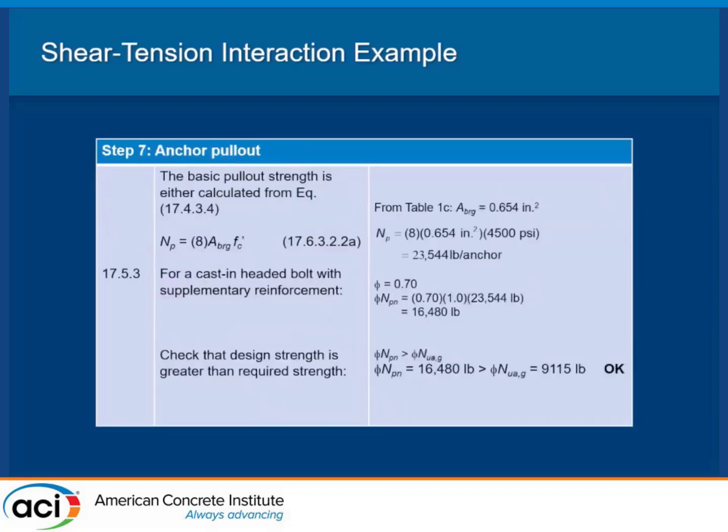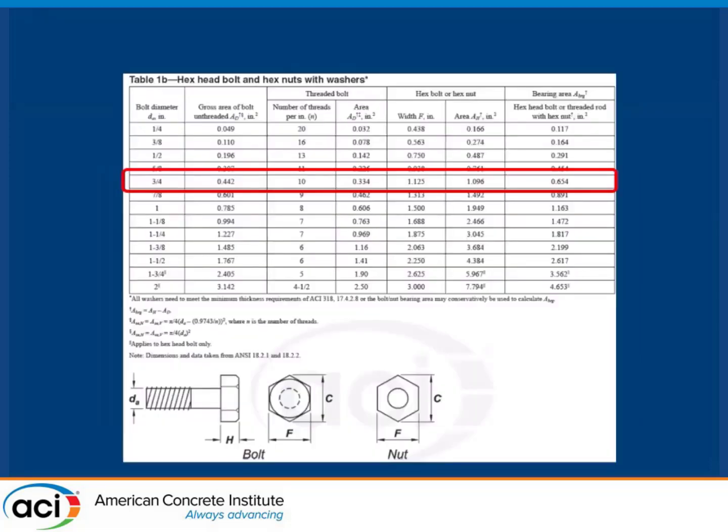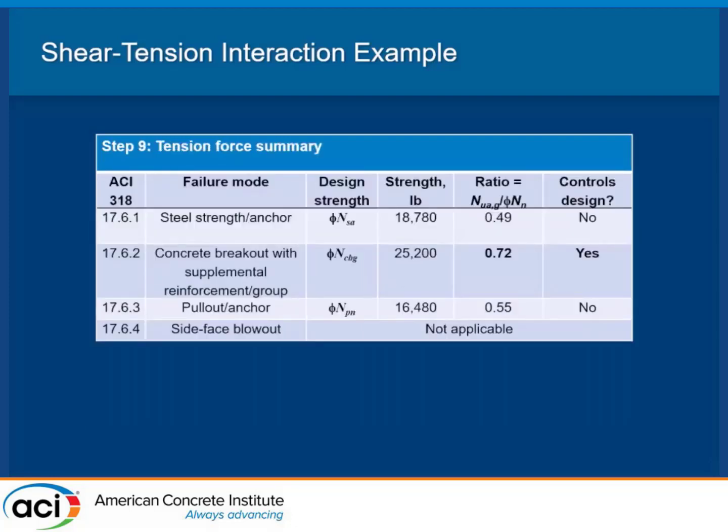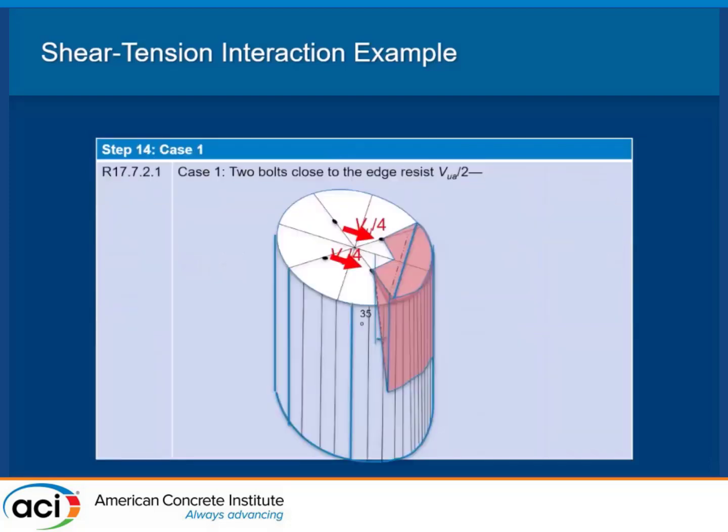They went ahead and checked anchor pullout, so they had to get the size of the nut and do all that kind of thing. They checked side face blowout. In this case, if you meet certain parameters, you don't even have to check it. A lot of people start to make little charts. I've gone through and checked all the boxes and asked, what is my controlling mode of failure? It was breakout with supplementary reinforcement. Same thing with shear. You're going to check that.